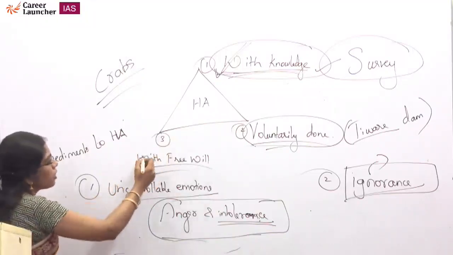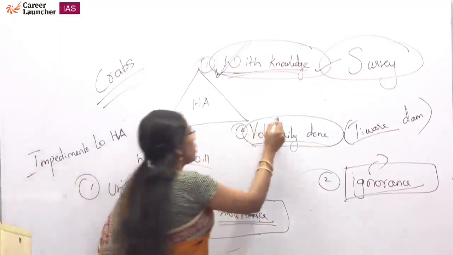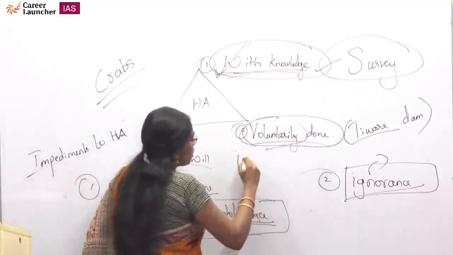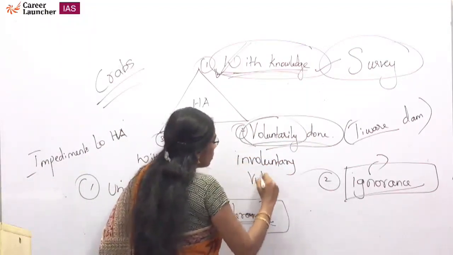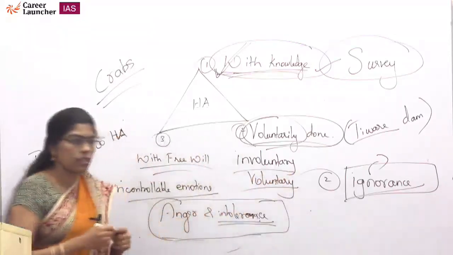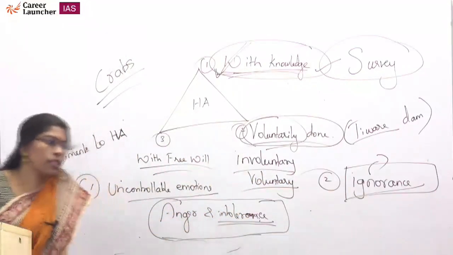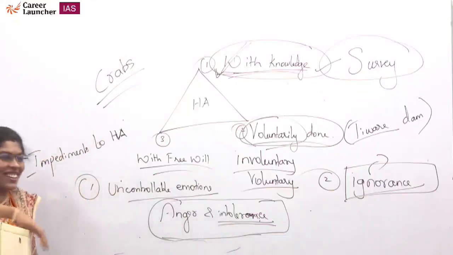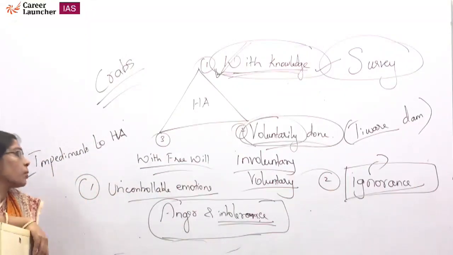See, so what I was saying, voluntary, right? In small classes, you might have studied about involuntary and voluntary actions. What is involuntary action? What is voluntary action? Without knowing, she has said. Okay. Any other? It's like spontaneous. Okay.